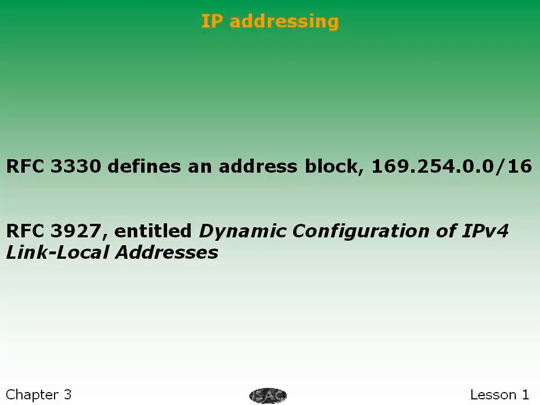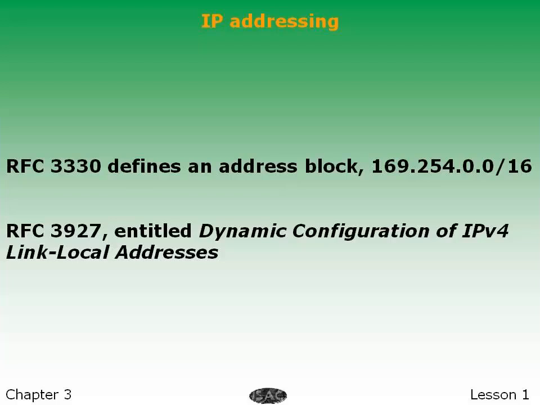RFC 3330 defines an address block 169.254.0.0/16 for special use of link-local addressing for IPv4 networks. You can see this IP address when you are connecting to a switch which is not connected to anywhere.